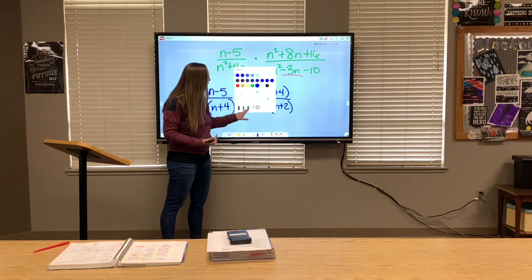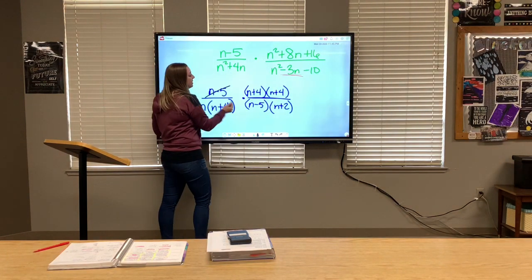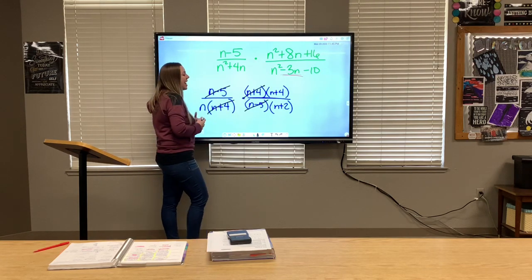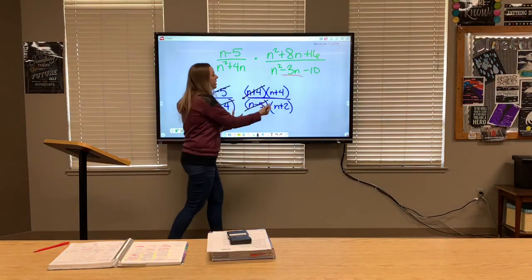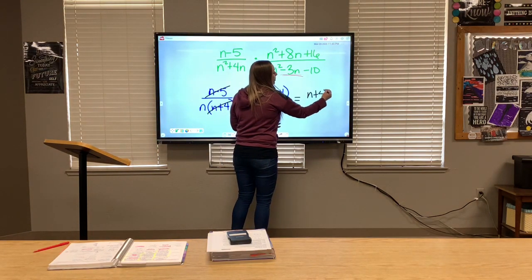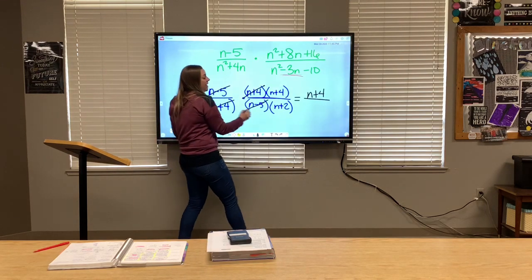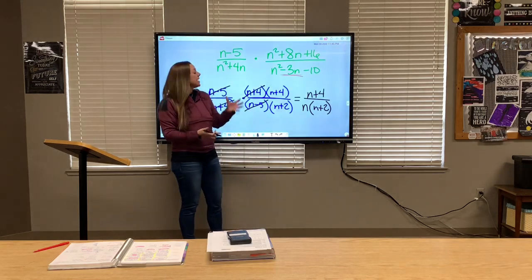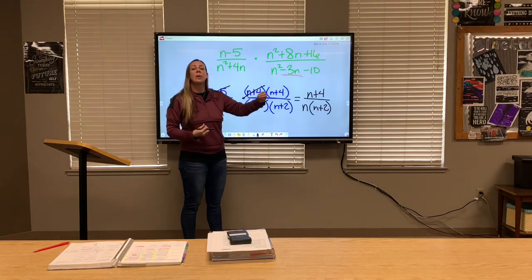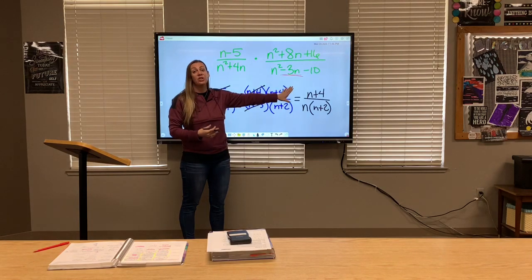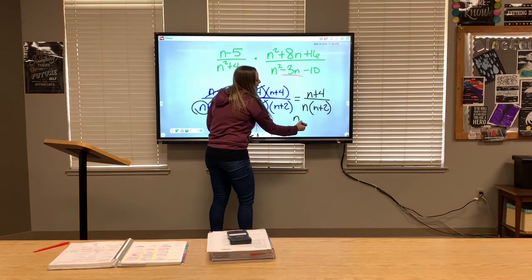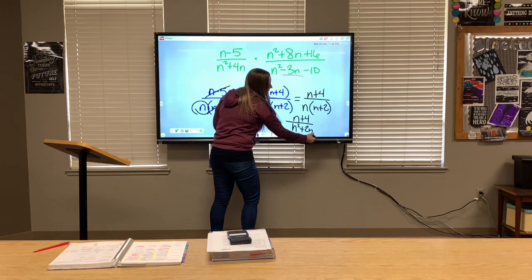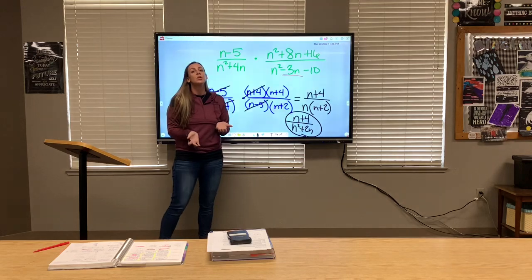Once I do that, then I have, okay, n minus 5 can cancel out with n minus 5. I have an n plus 4 and an n plus 4. Now, whatever I'm left with is going to go across. So I have n plus 4, and I still have an n over here, and then n plus 2. What that means is because I'm multiplying, I still want to continue multiplying it out. So I'm not done yet. I don't want to leave it factored. I actually want to multiply. So my top is going to be n plus 4, and then I'll have n squared plus 2n on bottom. Okay, so we're going to multiply that out.